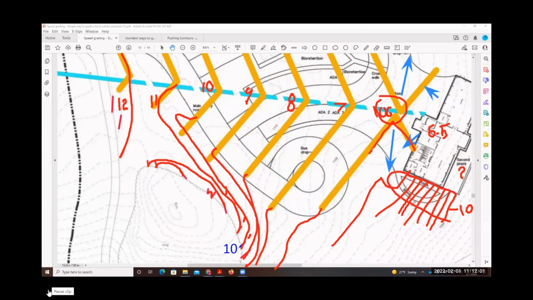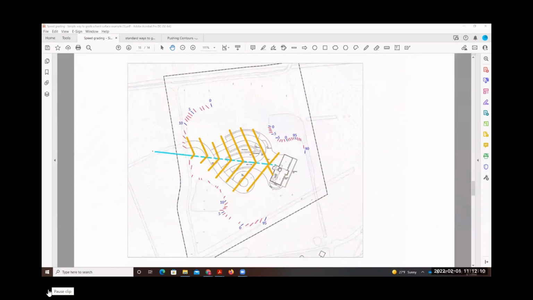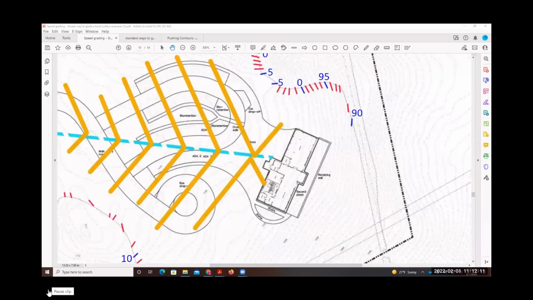Hold that thought, because that brings up the next important issue. And that is, if we're at the top of the building, and at the top of the building, this is 6, and the building itself is 6.5, then at the bottom, we're going to have to be 96.